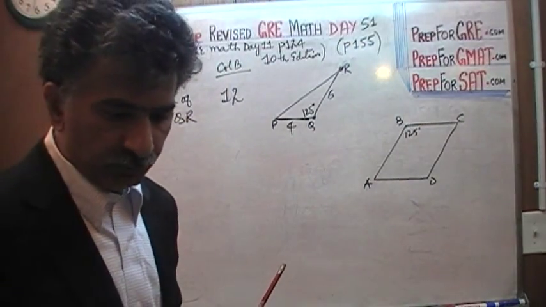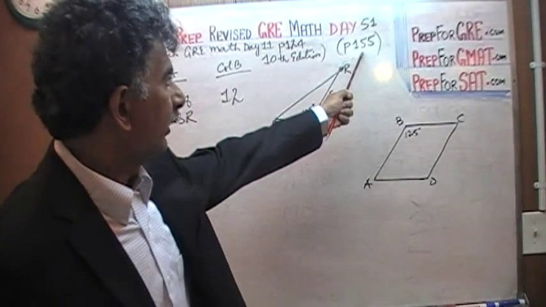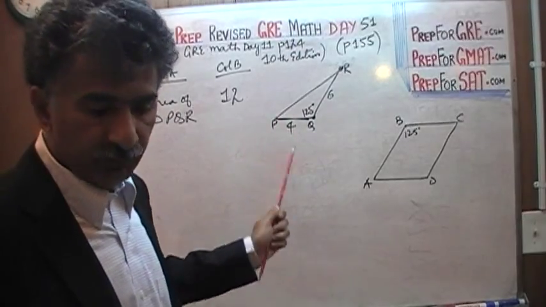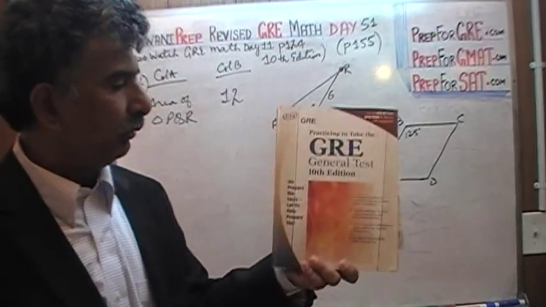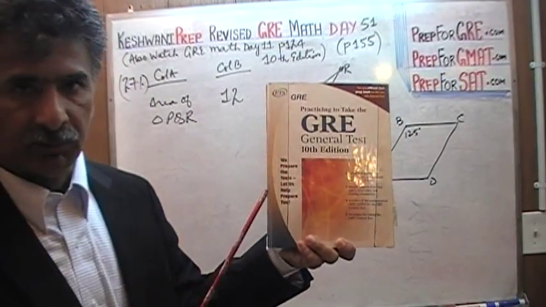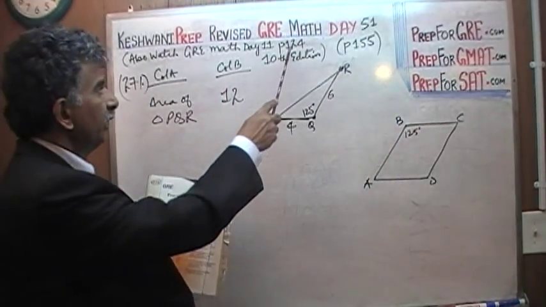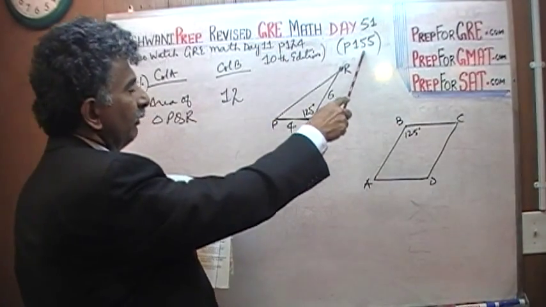The problem that I'm about to solve is the one that you will find on page number 155, and today is our day number 51. The problem that we are about to solve is the exact same problem that appeared in the old book that I'm holding in my hand, Practicing to Take the GRE General Test, the 10th edition. In this book, it appeared on page number 124. In the new book, of course, you find it here on page 155.